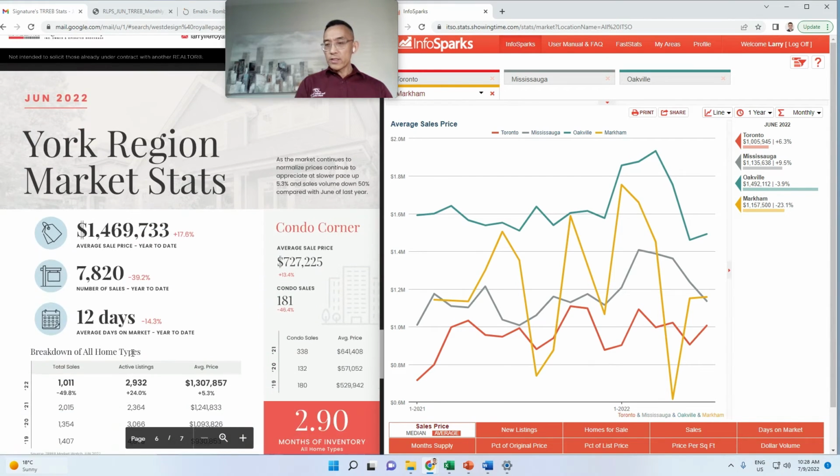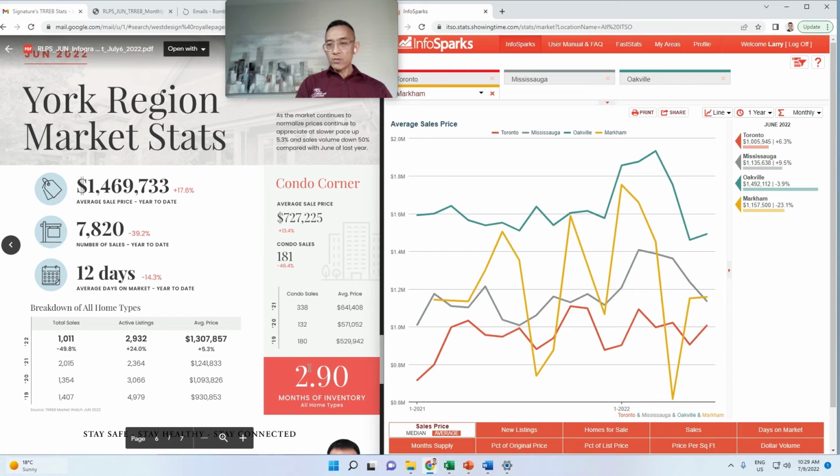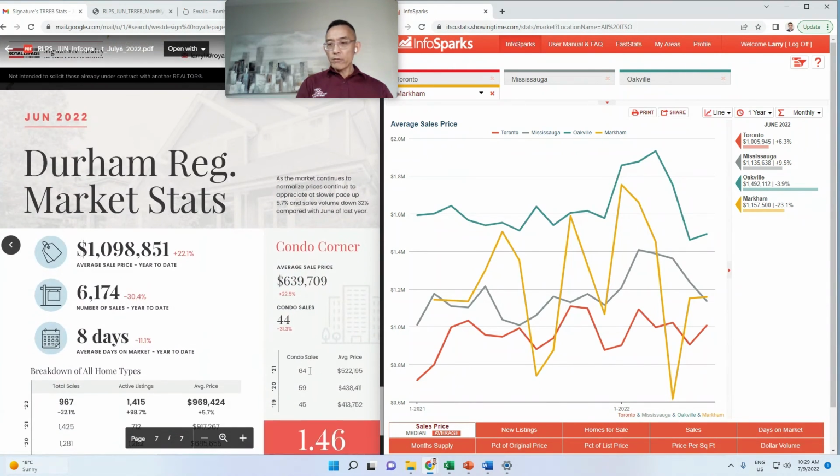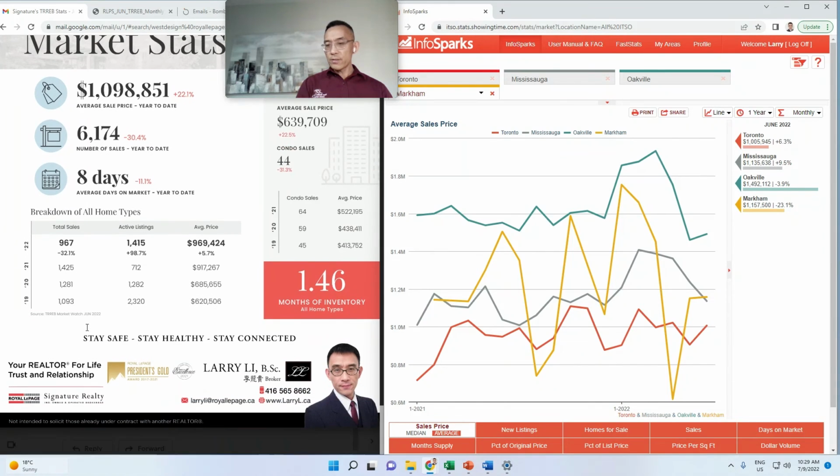And York Ridge in the East, average price 1.4 million, and we lost 49% of sales, almost half. The inventory increased to almost 3 months now. And farther east, Durham Region, average price 1.09, almost 1.1 million, inventory 1.5 months, and we lost sales of 32%.